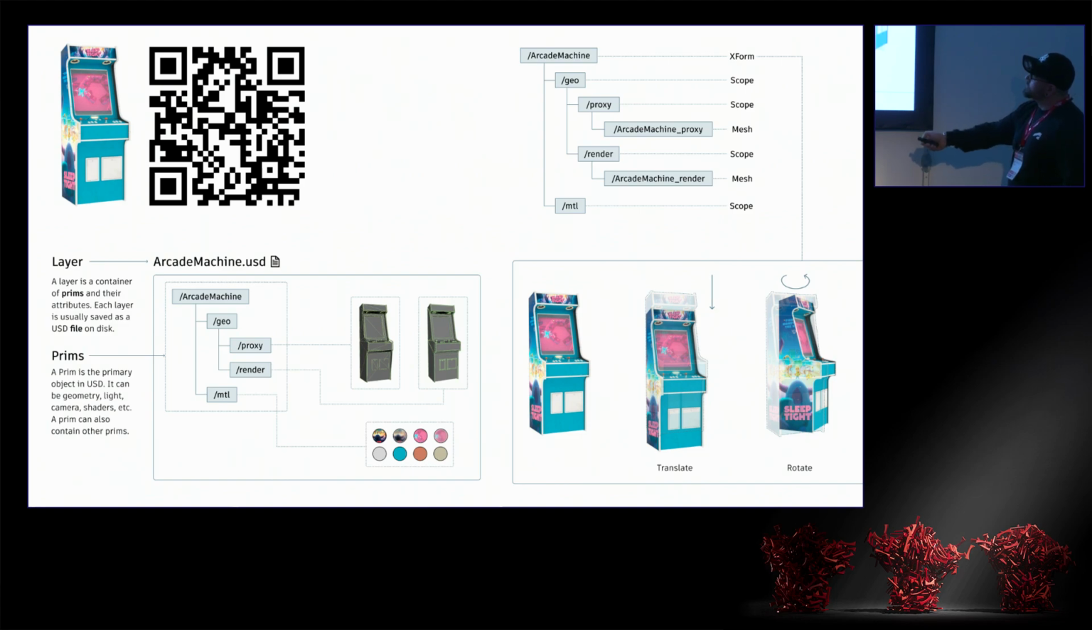Well, this is a very small example. You have an arcade machine, where you have geometry, which is a group, then you have a purpose, proxy, render, etc., and material. You see how you can put it together, and what all these things are, like an Xform, or a scope, or a mesh, or whatever.